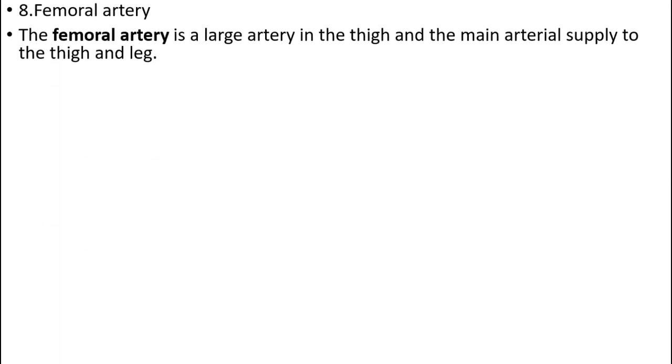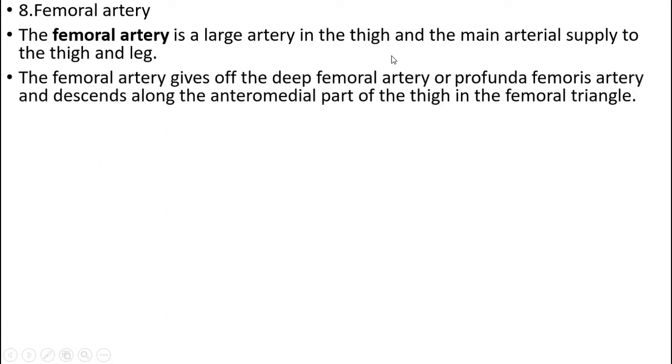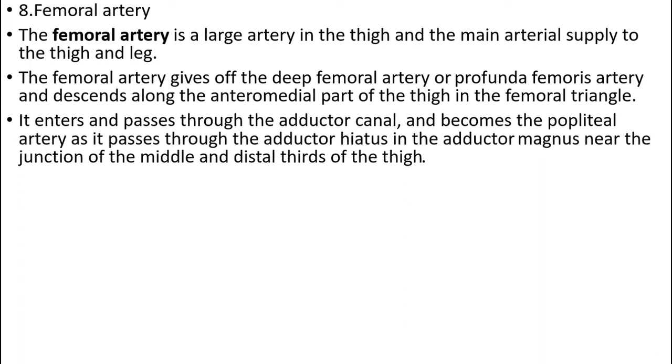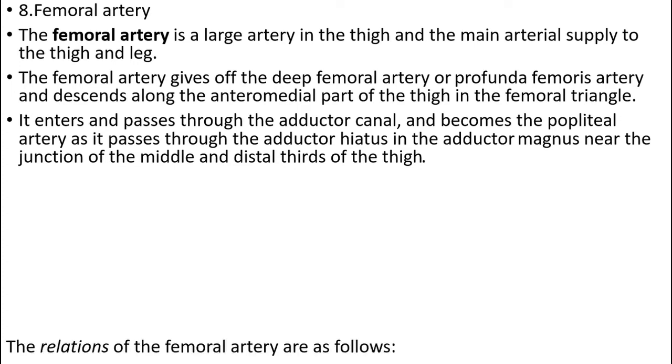Next is the femoral artery. The femoral artery is the large artery in the thigh and the main arterial supply to the thigh and leg. The femoral artery gives off the deep femoral artery, or profunda femoris artery, and descends along the anteromedial part of the thigh in the femoral triangle. It enters and passes through the adductor canal and becomes the popliteal artery as it passes through the adductor hiatus in the adductor magnus near the junction of the middle and distal thirds of the thigh.